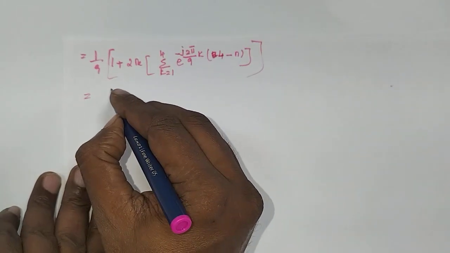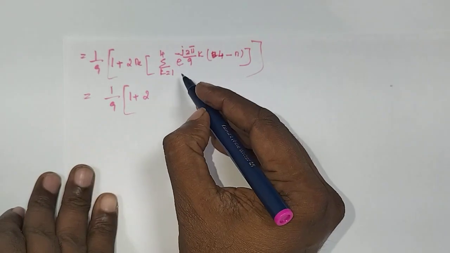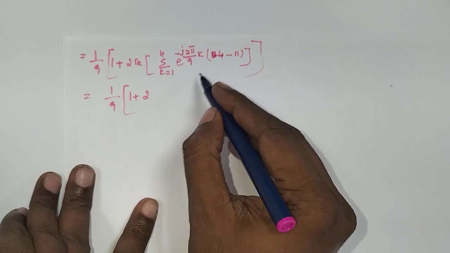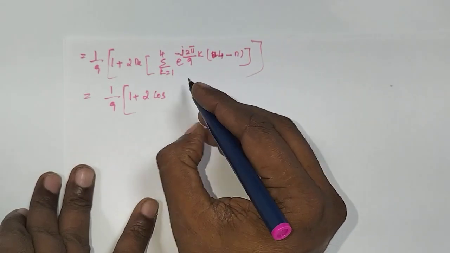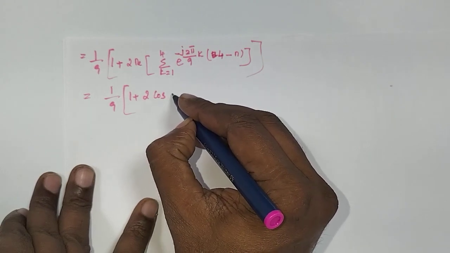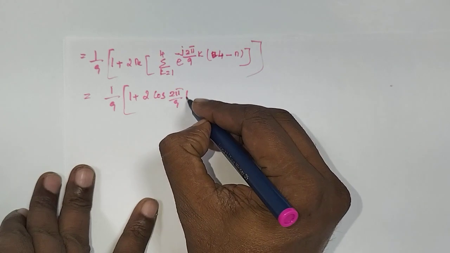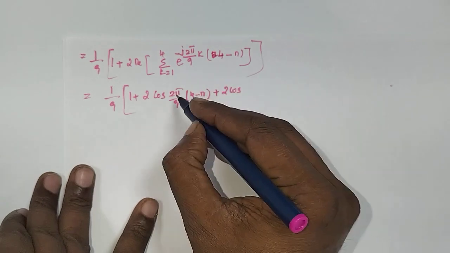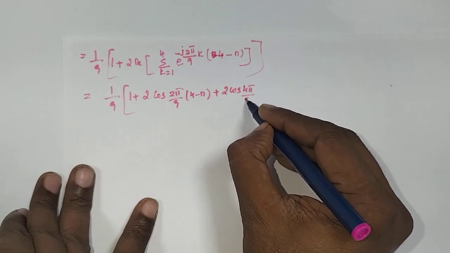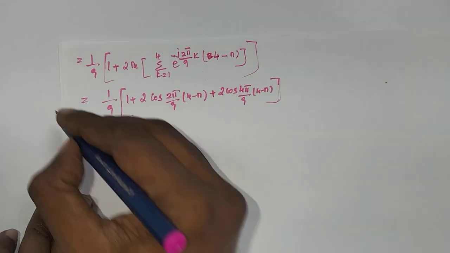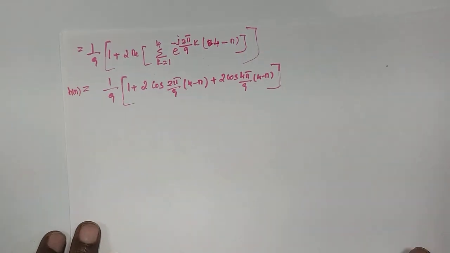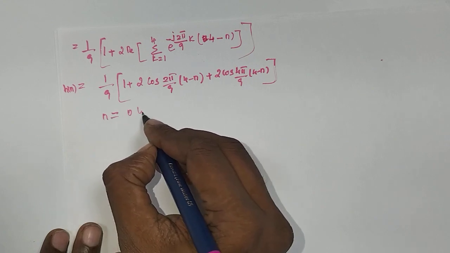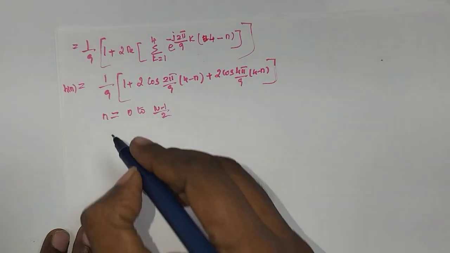That is equal to 1 by 9, 1 plus 2 into the real part, that is e power minus j theta equals cos theta minus j sin theta, 2 into the real part value, that is 2 into cos. For k equal to 1, cos 2 pi by 9 into (4 minus n), plus for k equal to 2, 2 into cos 4 pi by 9 into (4 minus n). So this is the impulse response or the actual response of the filter. Next, n is equal to 0 to (N minus 1) by 2, that is symmetrical about 0.